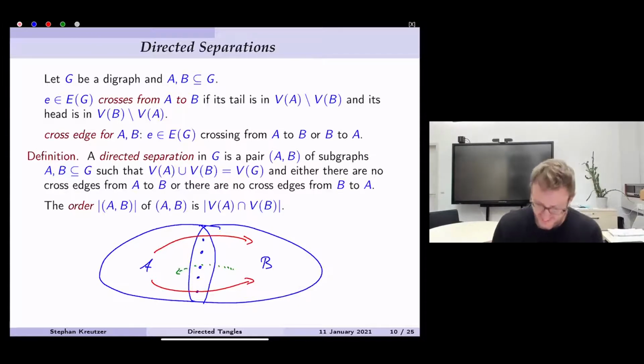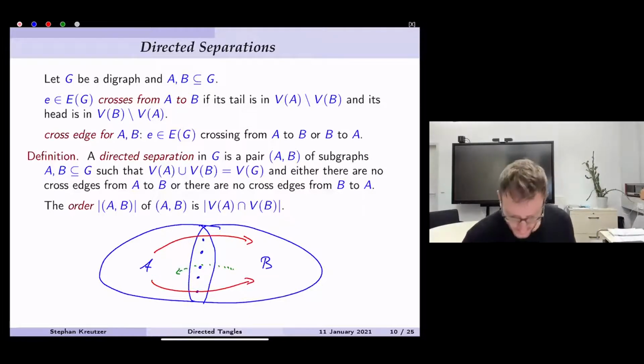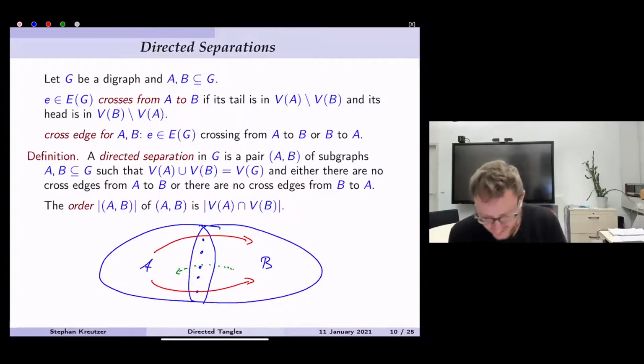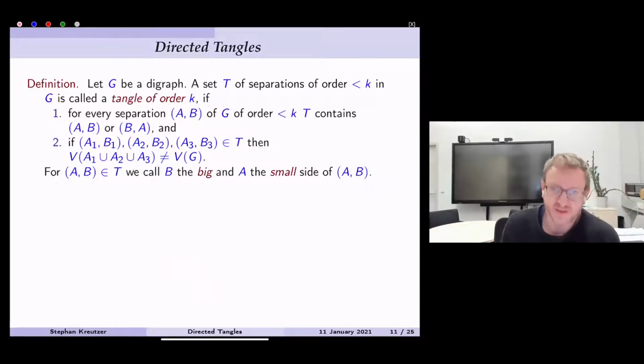For directed graphs, whether you take separations as pairs of subgraphs or just sets of vertices doesn't really make such a difference, because the union of A and B will not be G anyway. But to be consistent, I still define a directed separation to be a pair of subgraphs, allowing these cross edges. And so this gives the notion of separation, and then a tangle is just defined in the obvious way.